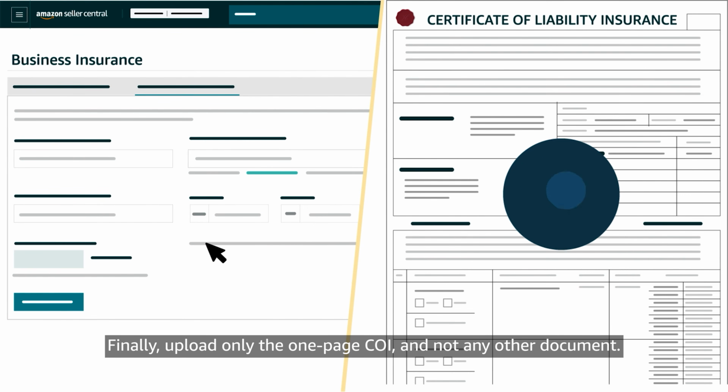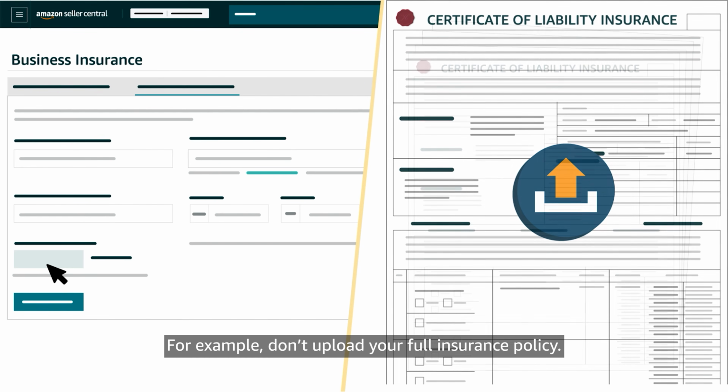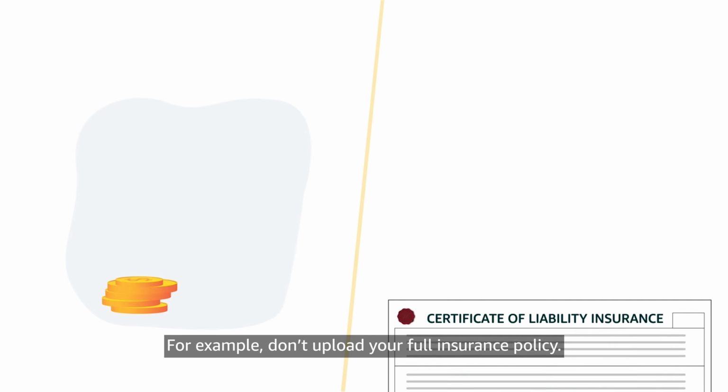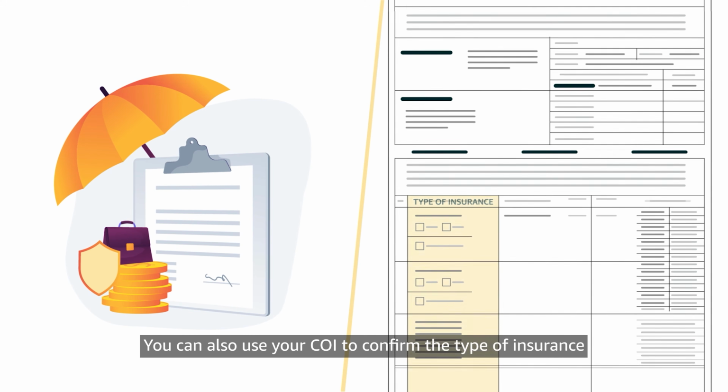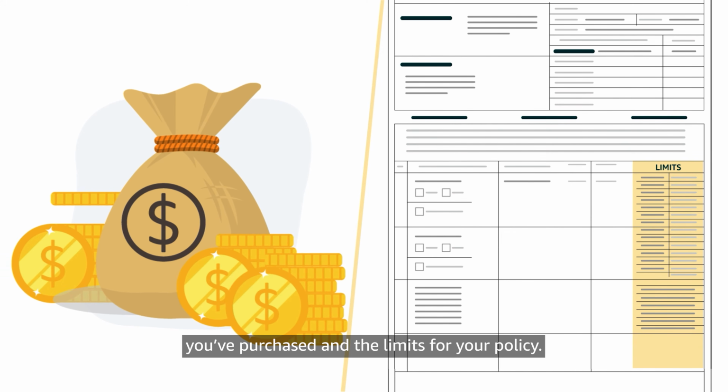Finally, upload only the one-page COI and not any other document. For example, don't upload your full insurance policy. You can also use your COI to confirm the type of insurance you've purchased and the limits for your policy.